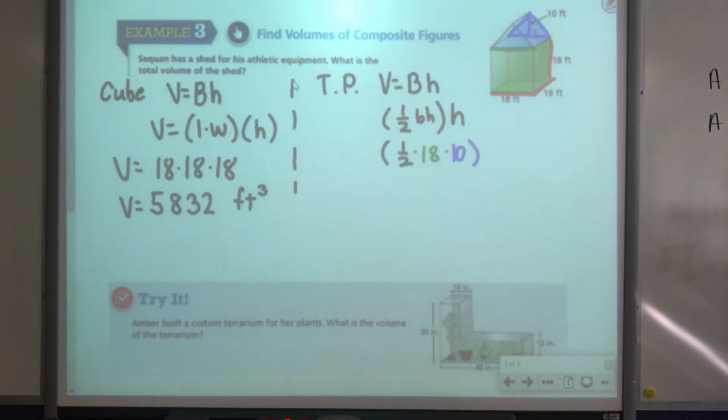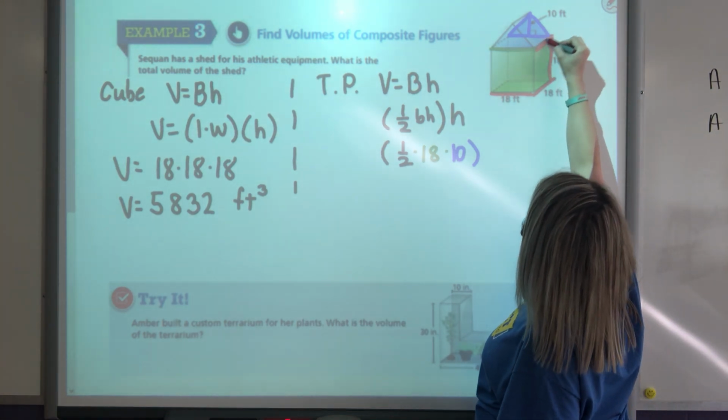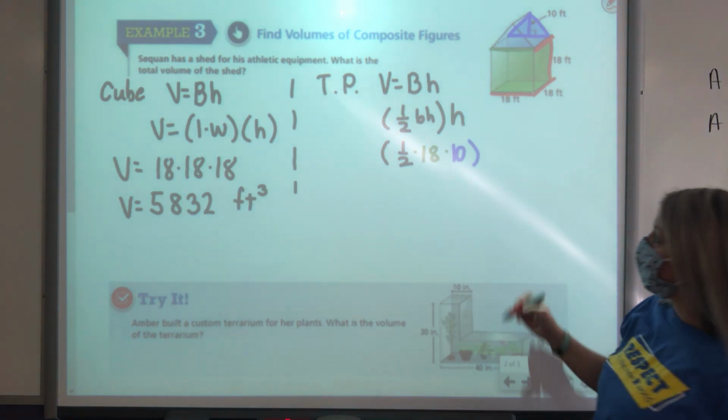Now again, the height is the distance between the two triangles. So look for the distance between the two triangles. 18, very good.